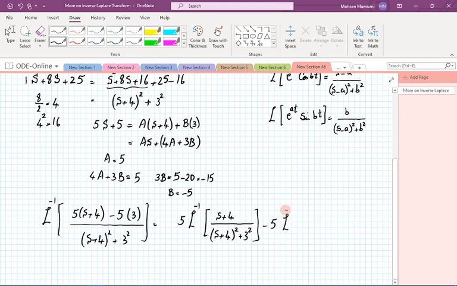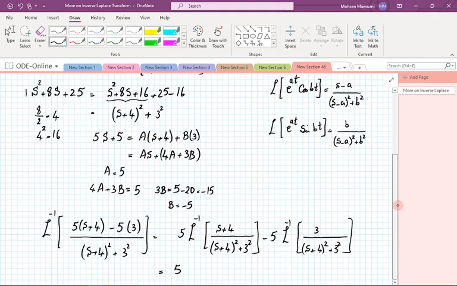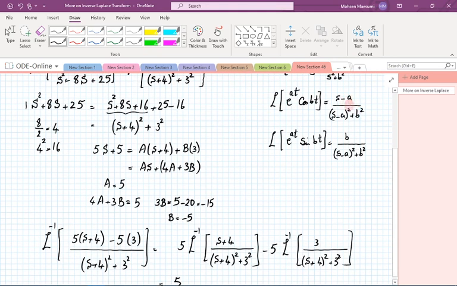In this case, by accident, these turn out to be the same numbers. It doesn't have to be like that always. So minus 5 times the inverse Laplace of 3 over (s plus 4) squared plus 3 squared. Now we are in a position to match against our table. If I have (s plus 4) over (s plus 4) squared plus 3 squared, it means I have an exponential of this number with the opposite sign. So I have plus 4 here, I have to have minus 4 there, and then cosine of 3t.